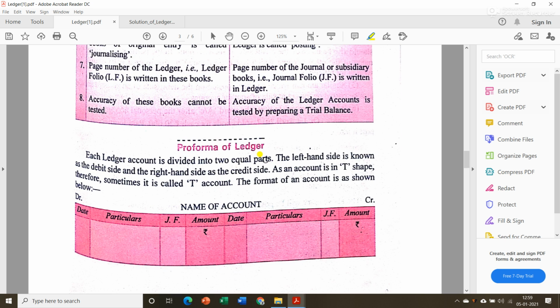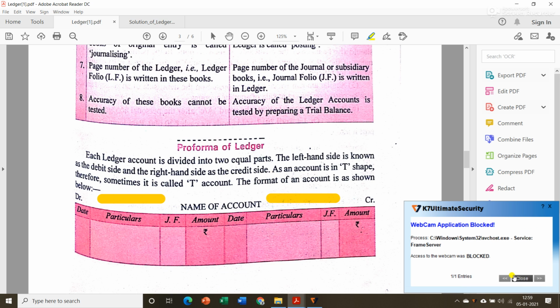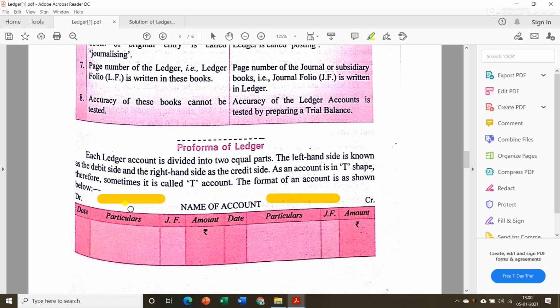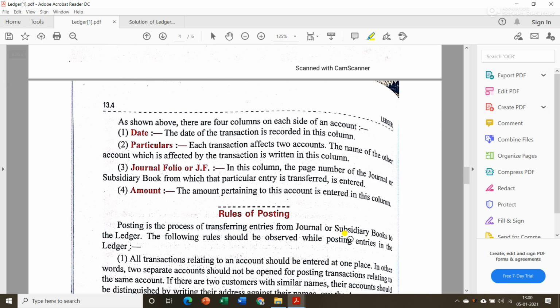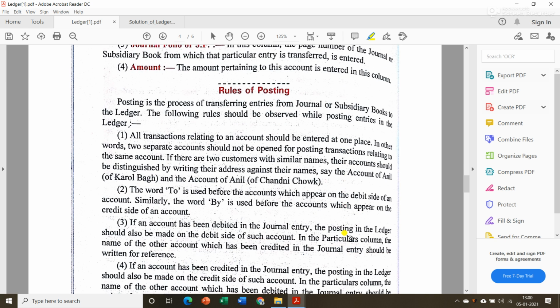Then let us come to the format of ledger. Now ledger is divided into two parts. First one is debit, second one is credit. Now it is same as cash book, but let us see what are the columns of ledger. On the debit side we have first date, then particulars, then JF, that is journal folio, then we have at last amount. On the credit side it is as well same, we have first date, then particulars, journal folio and amount. Now let us see what are the rules of posting.